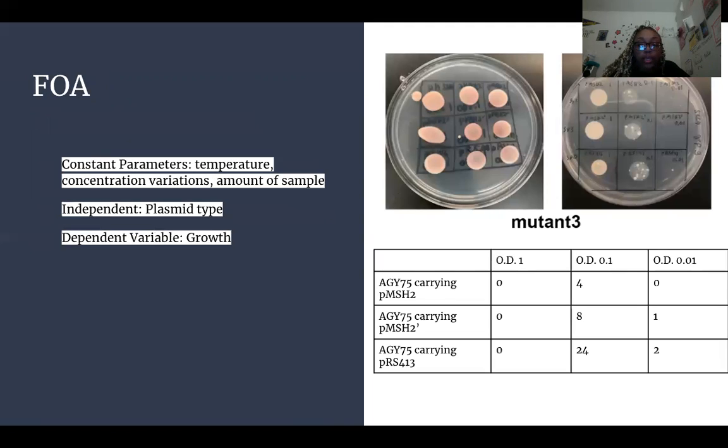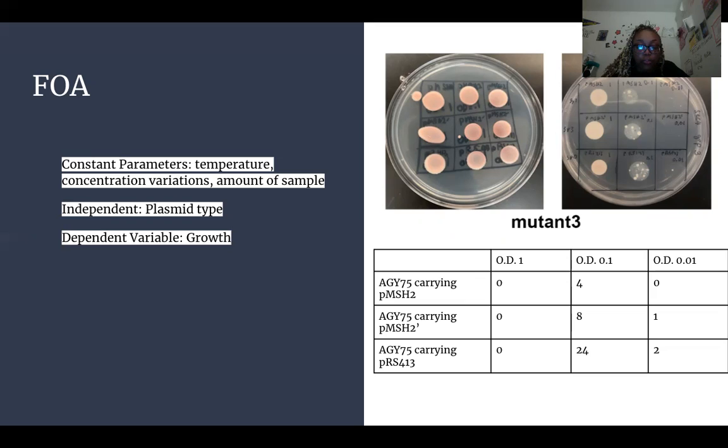Here's our FOA lab. Next, we had constant parameters of temperature, concentration variations, and the amount of each sample. The independent variable was plasmid type, and the dependent variable was growth. And you can see our pictures along with our chart to the right. The goal of this lab was to use FOA, fluoroorotic acid assay, to measure mutation rate in yeast strain AGY75, transformed with either PMSH2, PMSH2 prime, or PRS413.